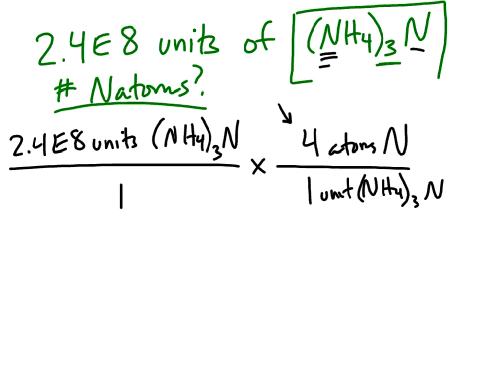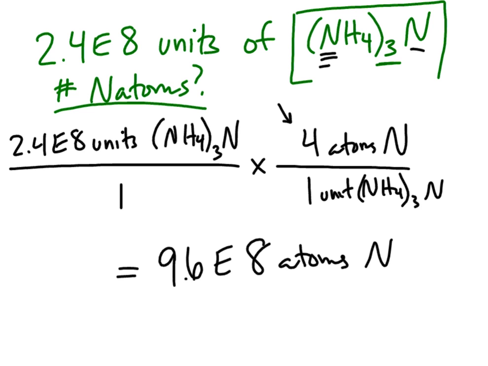Now, as far as writing the formulas and naming them, we'll get to all that. I will give you the name, the formula, everything you need. You just need to be able to convert it with dimensional analysis to determine the number of atoms of a particular element in a compound. Here, that times 4 is 9.6 times 10 to the 8 atoms of nitrogen.